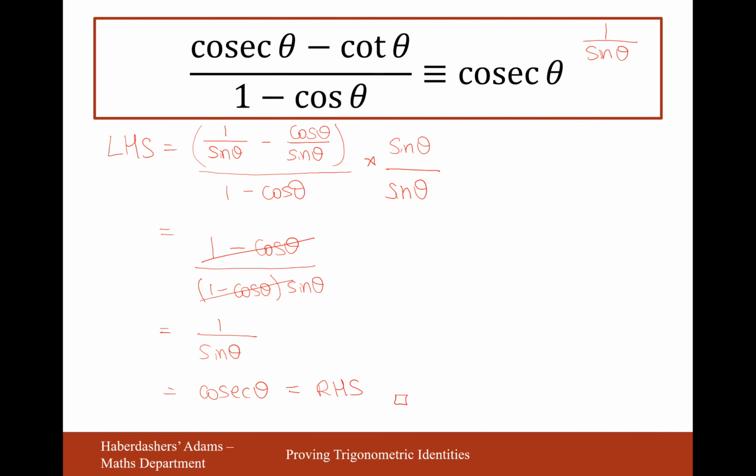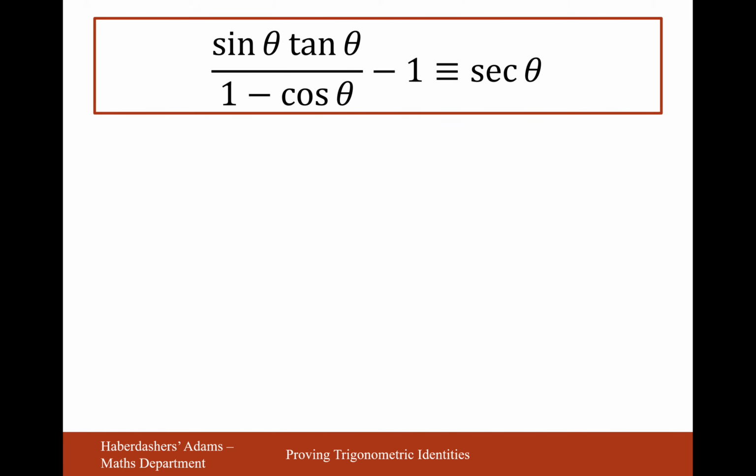Let's move on to the next one. So this one is sine theta tan theta over 1 minus cos theta, take away 1 is equal to sec theta. Let's think about what sec theta is first. Sec theta is 1 over cos theta, so that's where I'm heading. Let's start on the left hand side though, the more difficult side, and turn the tan into sine over cos. So it's going to be sine theta times sine theta over cos theta over 1 minus cos theta. Take away 1 at the end.